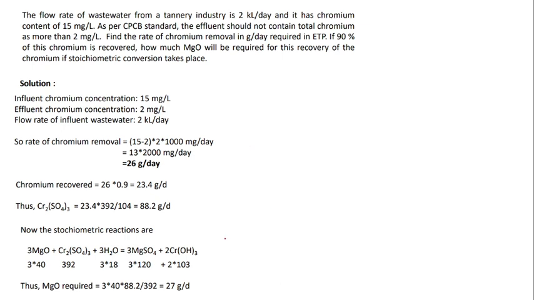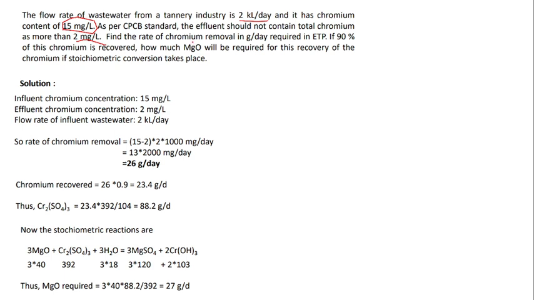And this is also a similar question, but it has some extended questions also. The question is: the flow rate of the wastewater from a tannery industry is 2 kiloliter per day and it has chromium content. Here the chromium concentration is 15 mg per liter. As per the CPCB standard, the effluent should not contain total chromium more than 2 mg per liter. So the standard value is that after the treatment, the chromium in the effluent should not exceed 2 mg per liter concentration.